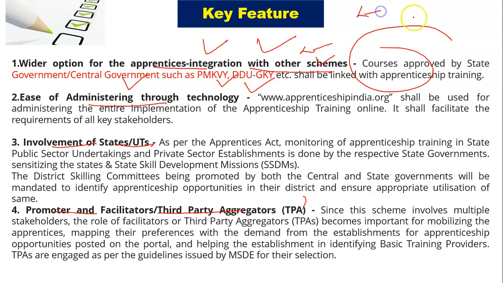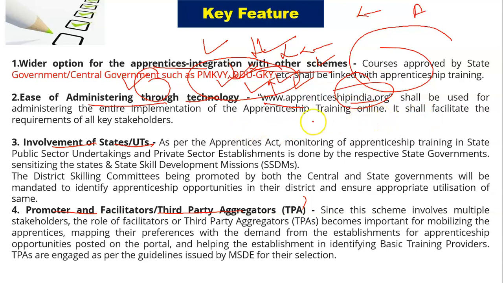For example, if any work is done by any company under this scheme, any person taking apprenticeship under this NAPS scheme can work in that scheme and can take benefit of this scheme in terms of stipend and training. Ease of administering through technology: they have given a dedicated portal, that is www.apprenticeshipindia.org. You can find each and everything on this portal.